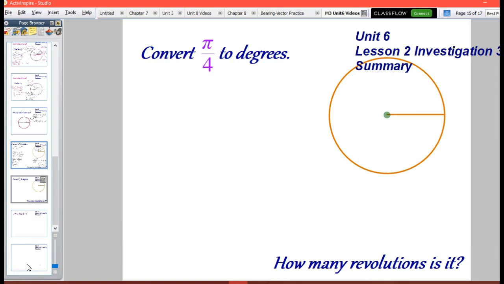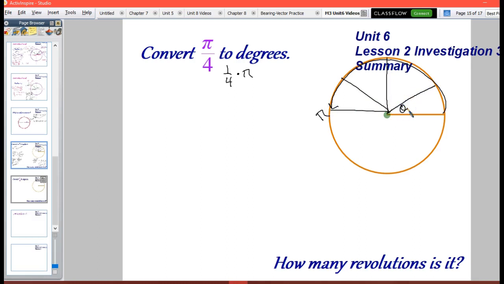I'm going to convert pi over 4 to degrees and find out how many revolutions this is. Well, remember, if I would go this far, that is pi. So I want 1/4 of pi. You could think of that as 1/4 times pi. For me, I can actually visualize that 1/4 of pi. Okay, cut that into fourths. This is the angle I'm looking for, and I want to convert that to degrees.